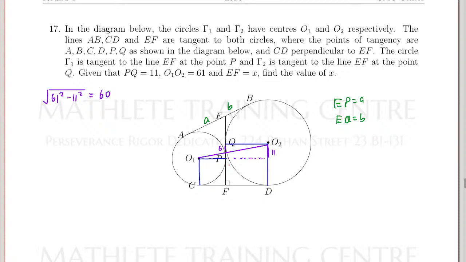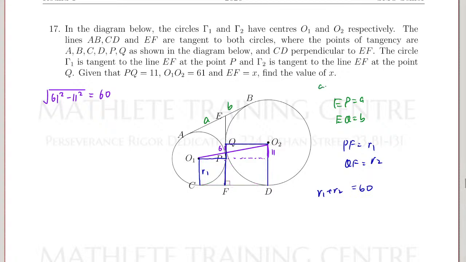Now, what about PF? PF here is equal to the radius of the small circle, right? Let's call it R1. And then QF is the radius of the big circle. Let's call it R2. But in fact, we know what R1 plus R2 is. We know that R1 plus R2 is basically just CF plus FD, right? Because this is a square, this is a square. R1 plus R2 is 60.